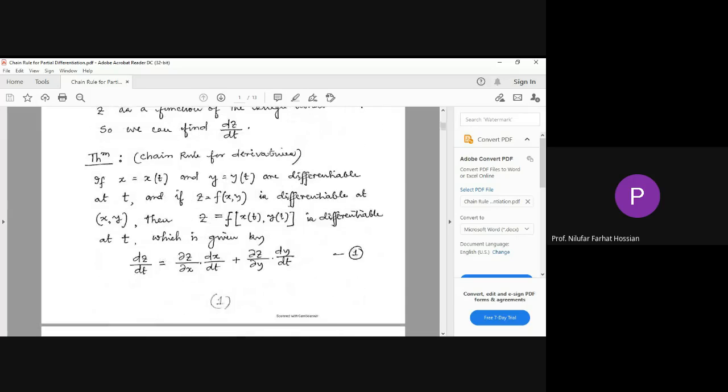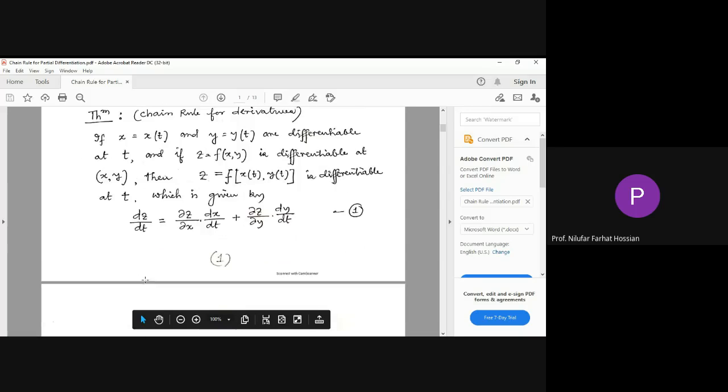But here z is a function of x and y. So when you perform this differentiation of z with respect to x, it must be partial differentiation. So it will be del z by del x into the derivative of x with respect to t. Now x is a function of only t, so this can be written like this, dx by dt. But there is another variable, so another term should be there, plus del z by del y into dy by dt. So this is the chain rule for this ordinary differentiation, dz by dt.